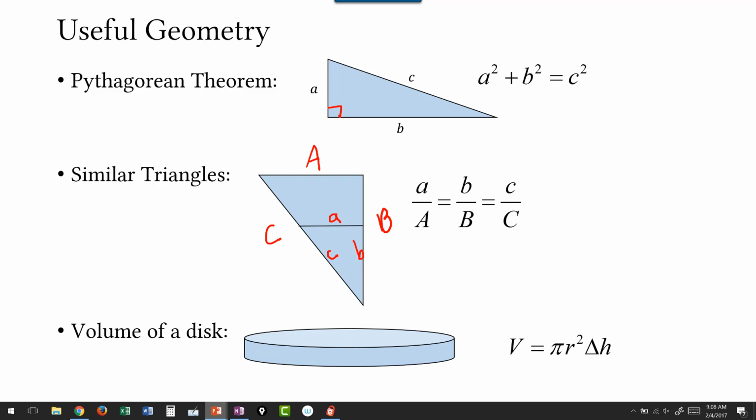Finally, we have the volume of a disk, which we can view as a short cylinder. Here's our radius r, and the thickness we often call delta H, sometimes h, depending on the situation. When that's the case, then the volume is the area of the circle, pi r squared, times the thickness, delta H.